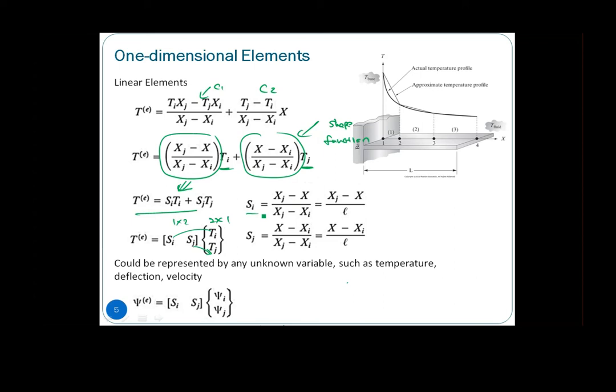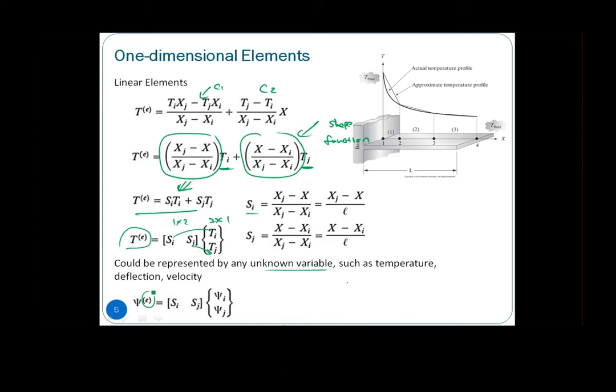In this case, it can be any unknown variable. We are using temperatures, but it could be deflection, velocity, anything, any parameter that we want to represent. So phi, any parameter for the element, could be represented by Si, Sj, then phi i, phi j.